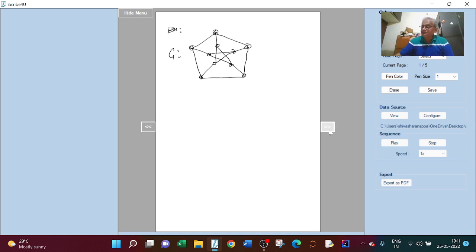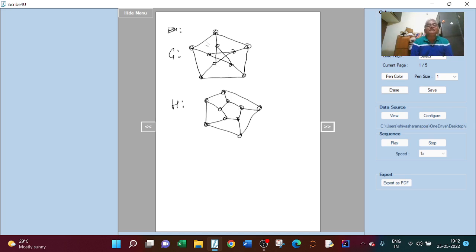This is our G. Next I will write one more graph H here. Within that I will write one more cycle here, and joining these vertices with edges. Okay. So this is our H, this is our G.